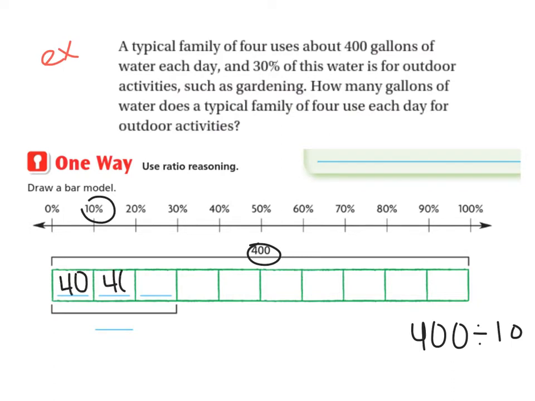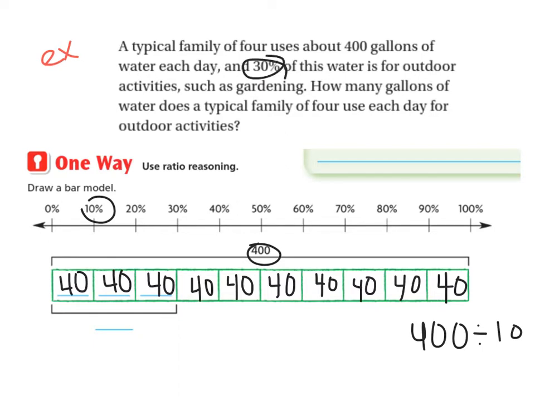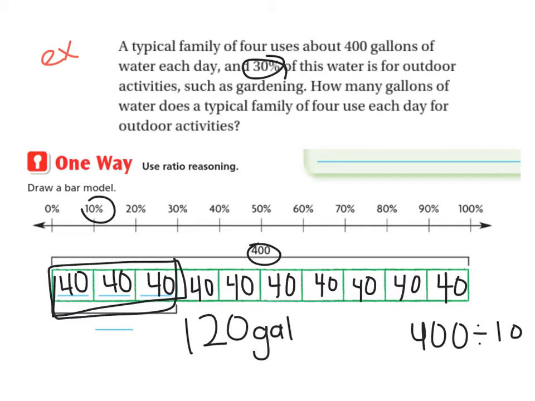40, 40, 40. And because there's 10 boxes, if I have all of them together, 40 times 10 will give me 400, sorry. Okay, so 40 times 10 is 400, which is 100%. But only 30% is used for outdoor activities. So we want to look at just 3 of the 40s. So 40, 80, 120. So out of 400 gallons, 120 gallons are used for outdoor activities. Let me show you another way.